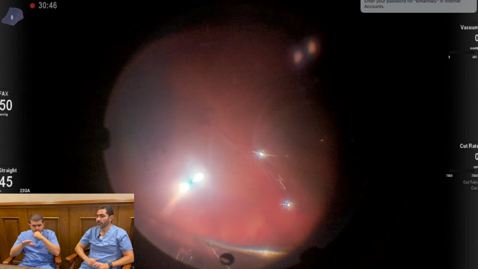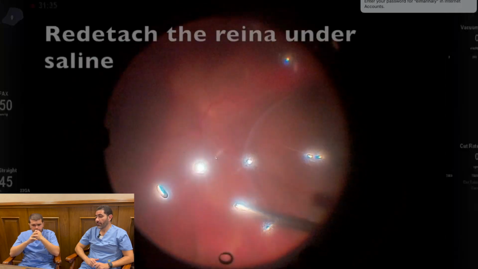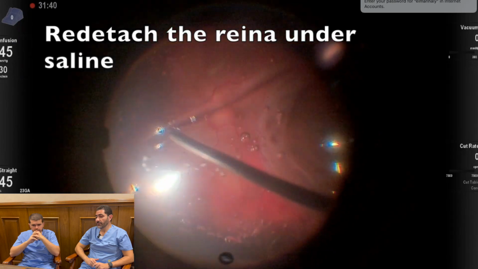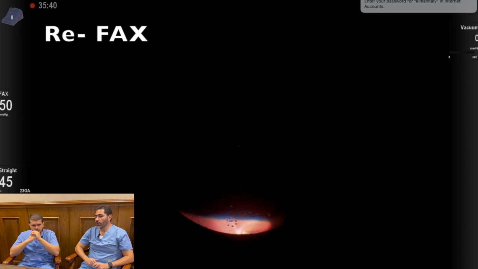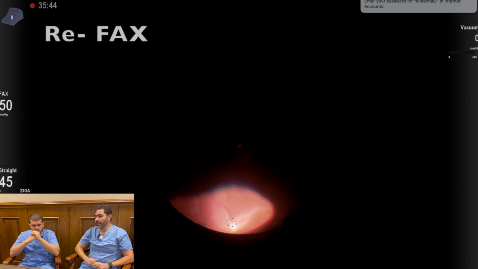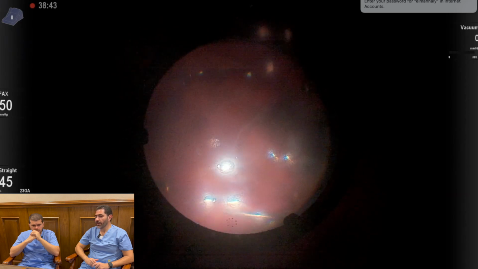The choroid was drained, but not fully, right? Yeah, at the end of the surgery. Okay, so now you shifted back to fluid? Yes, because there was still subretinal fluid and there was a seepage, so I'm trying to shift back.